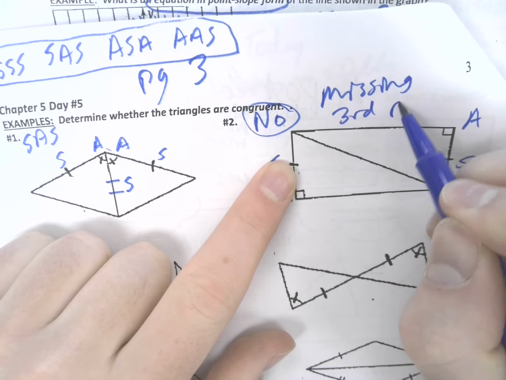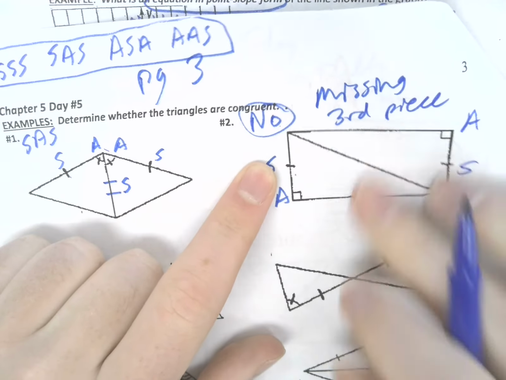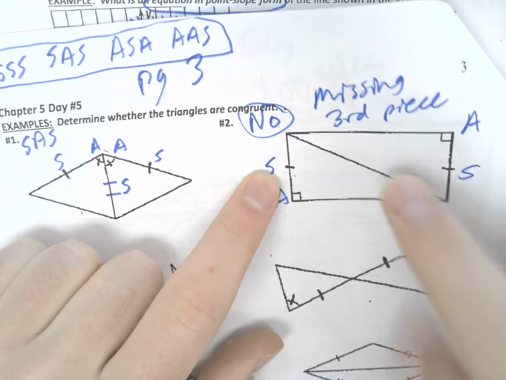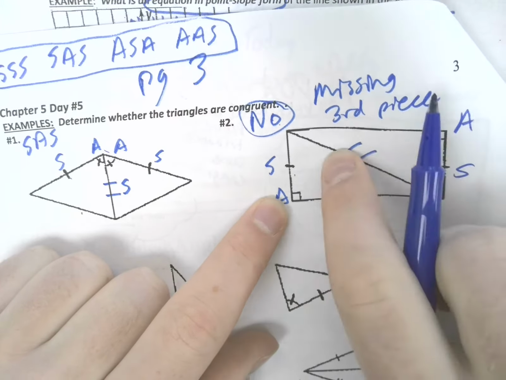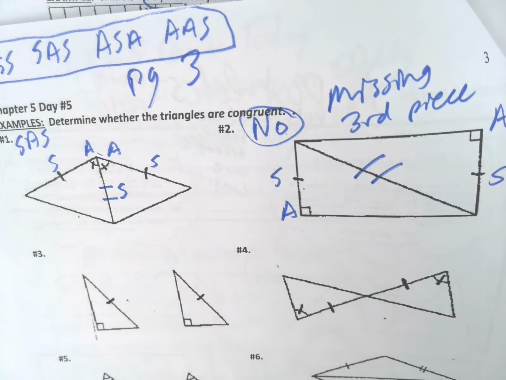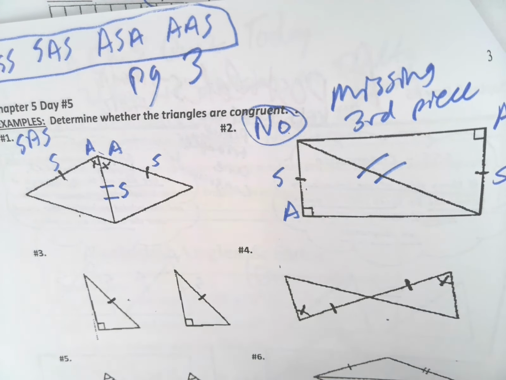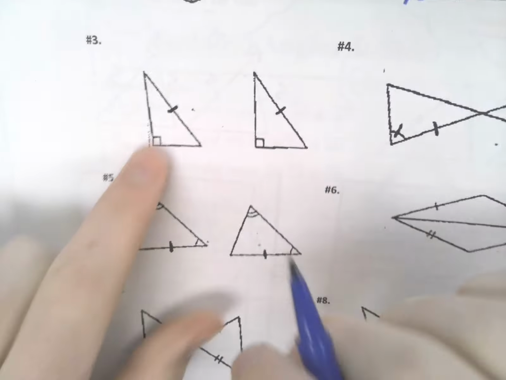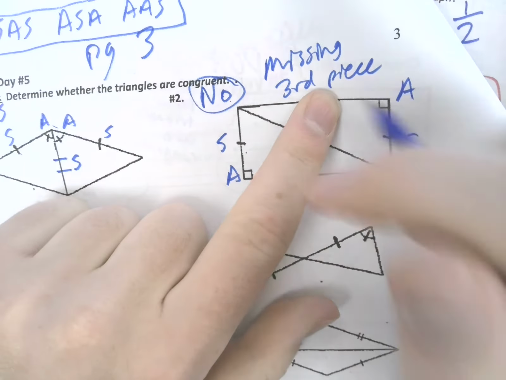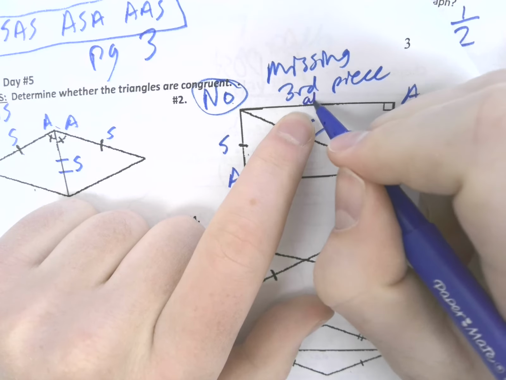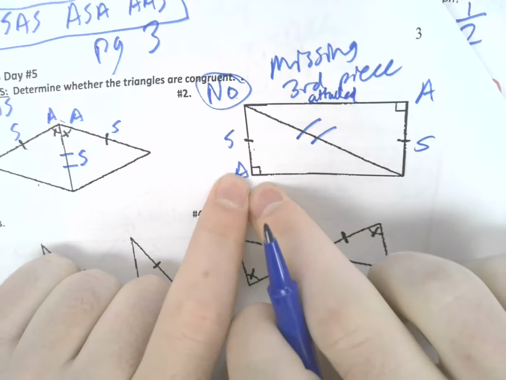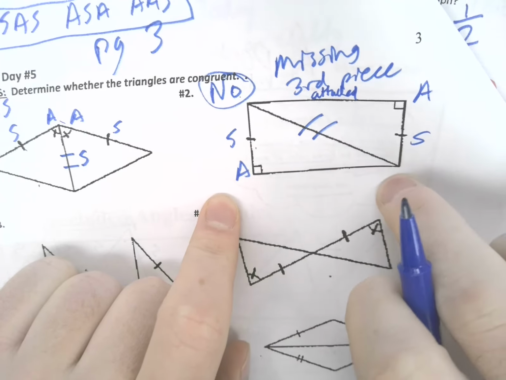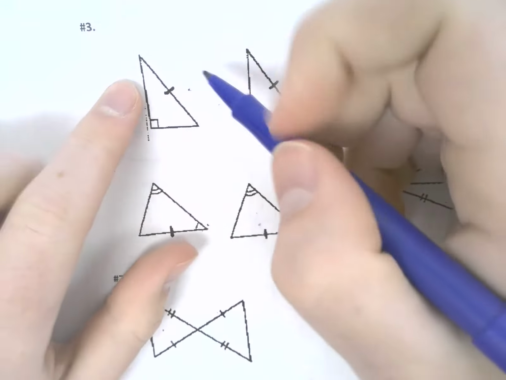And we can't jump and say this is SAS, because then you'd be saying side, angle, skip a side, skip an angle, side. You can't do that. You can't skip like that. So nope. And this is the key, missing third attached piece. The pieces have to be kind of attached here. You can't go from this angle, skip a whole leg, skip a whole angle, and then jump to this side. You can't do that.